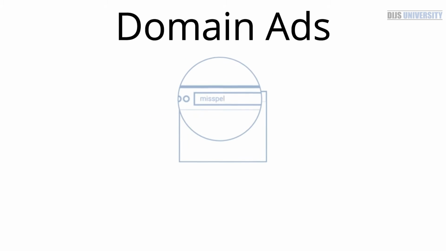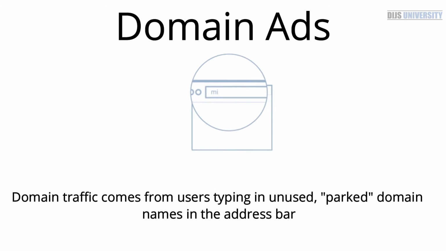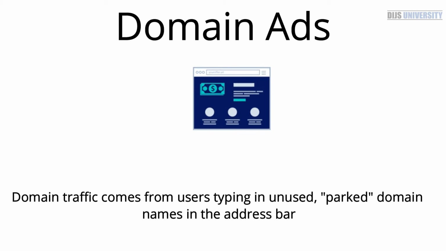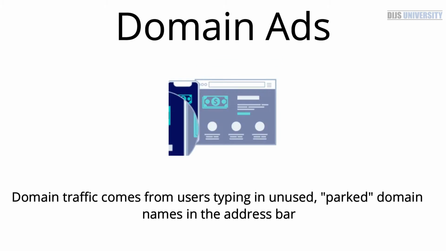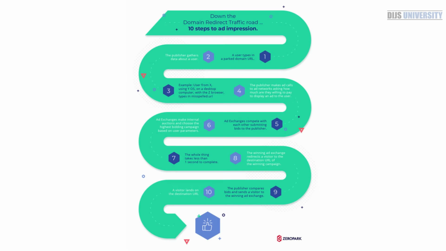Alright, so you have a domain ad, and domain traffic from users typing in unused parked domain names in the address bar of the browser is how you get these visitors. These visitors are going to be redirected to a full screen ad that you're going to set up, and it's either going to be a landing page or an offer. To understand a domain ad, you have to first understand the customer journey, because it takes probably a second for it to happen, and it's going to be based on impressions.